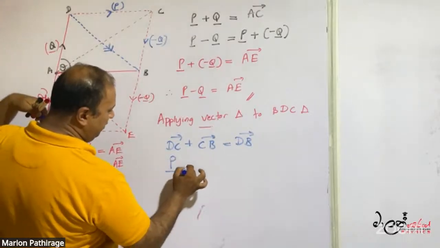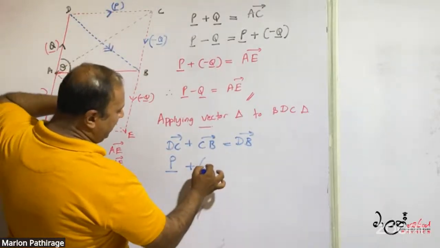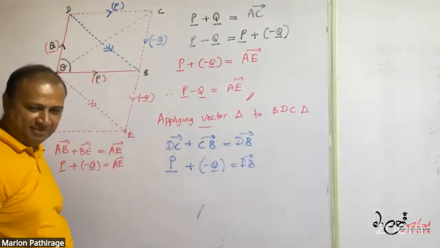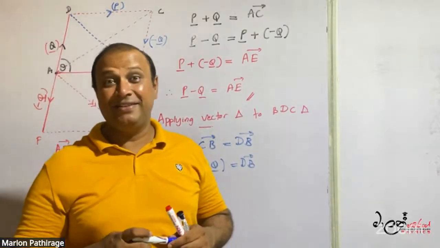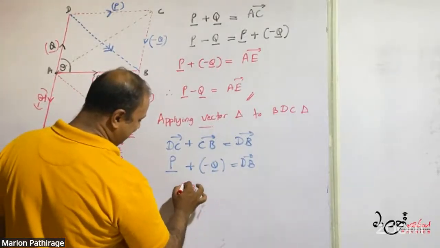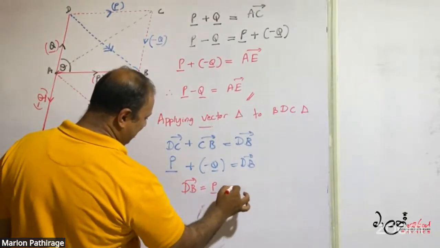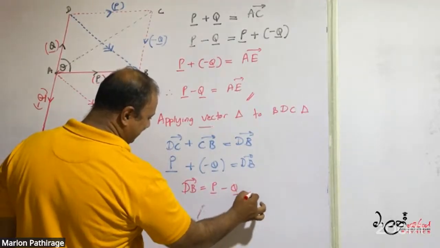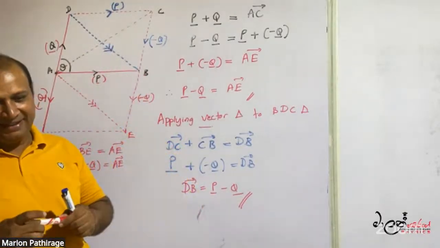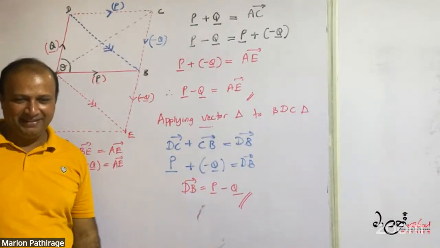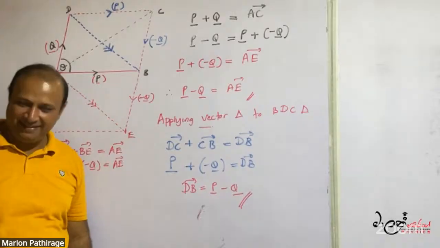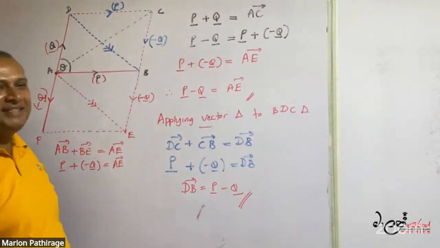DC is the P vector, and CB vector is minus Q vector. This is very, very interesting. That means DB vector should be equal to P minus Q vector. P minus Q. Is that clear?